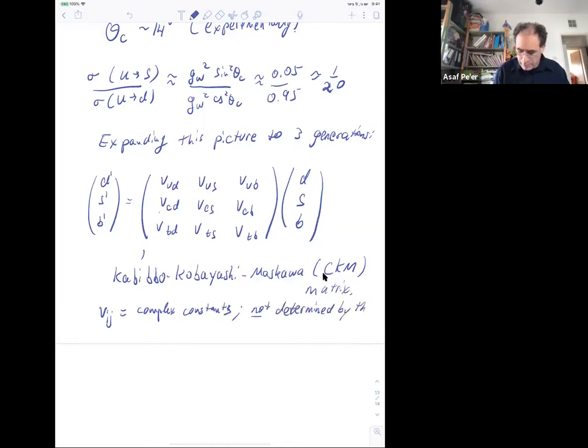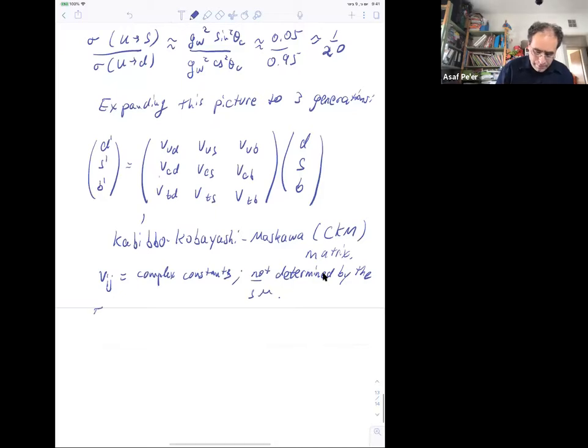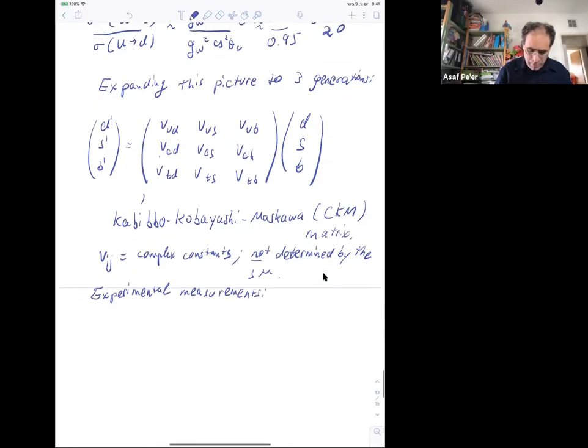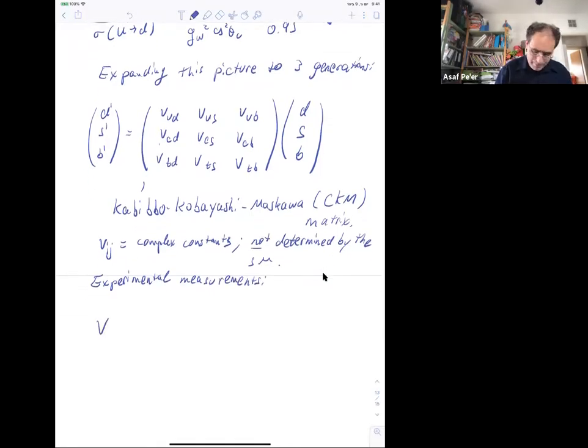by the standard model. So it's only experimental. So when we have experimental measurements, V_CKM approximately, I'll give you the values, just to get a feeling.